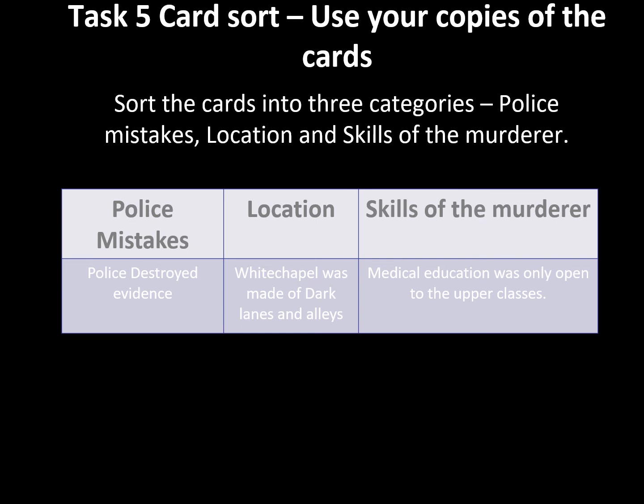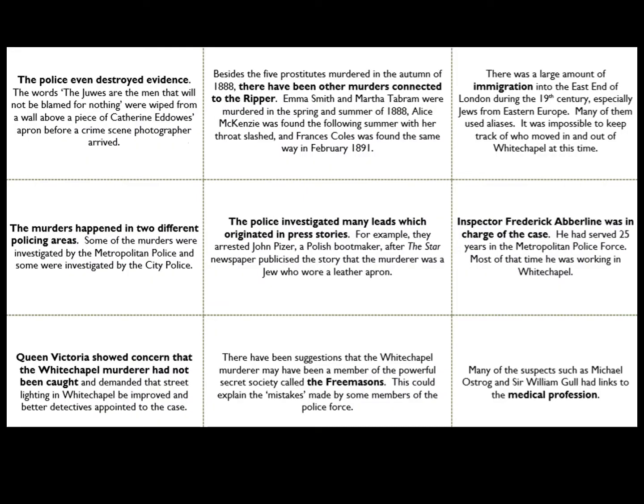So what you have to do is pause the video at 50 minutes and 45 seconds and draw the table for the 3 columns, and you might want to use a different colour for each of these. And then we're going to use the next couple of slides to fill it in. So now you should have drawn your table in with your 3 columns for police mistakes, the location and the skills of Jack the Ripper.